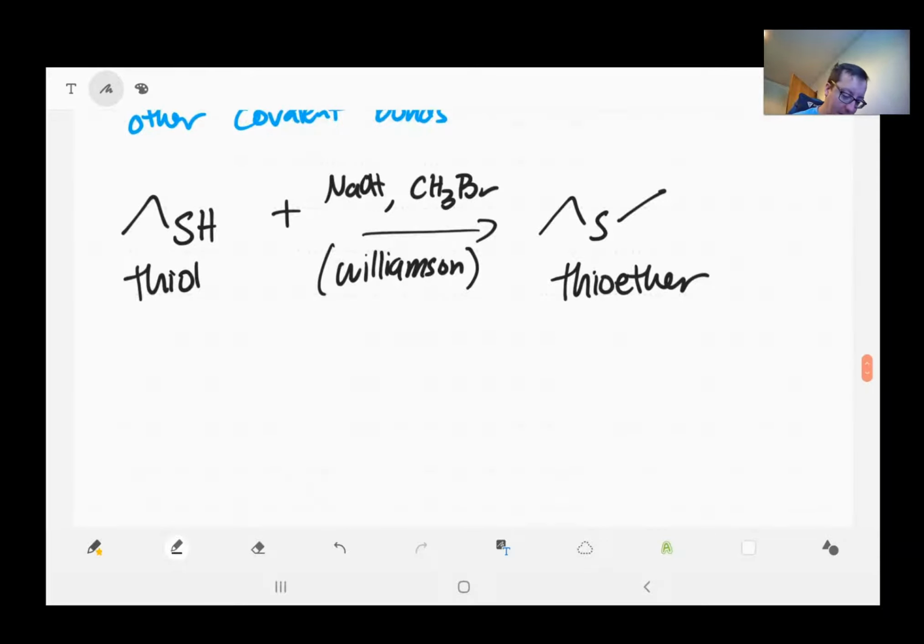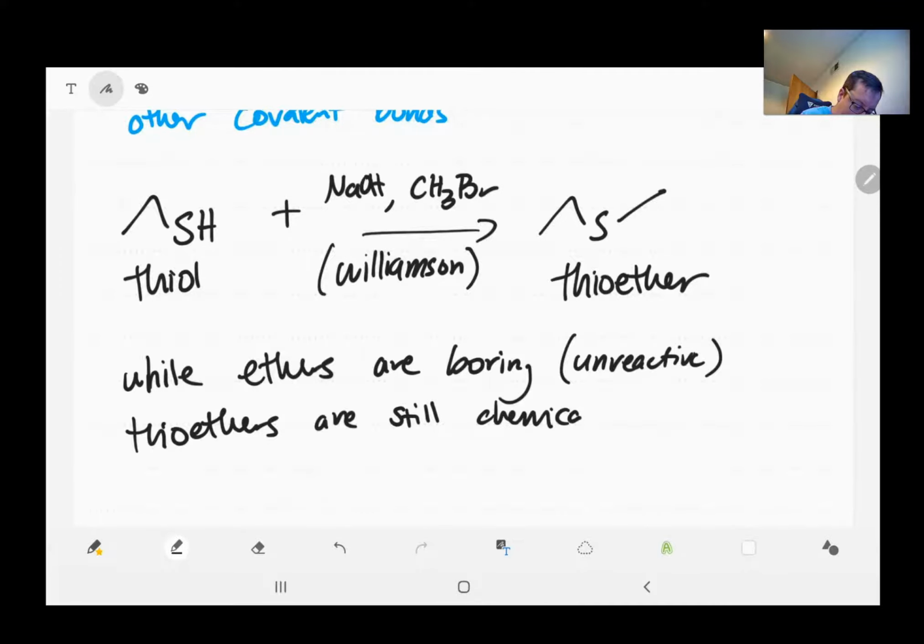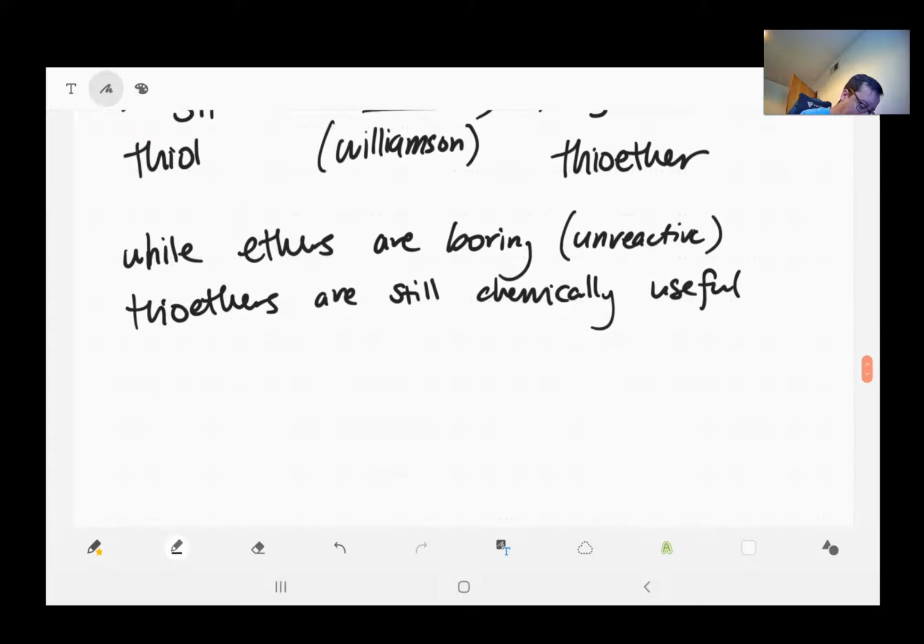And interestingly, though, while ethers are boring, that is to say unreactive, thioethers are still chemically useful. And so, for example, you can take a thioether like this and put it with, say, here, well, I'm just going to make this a little bit more generic.